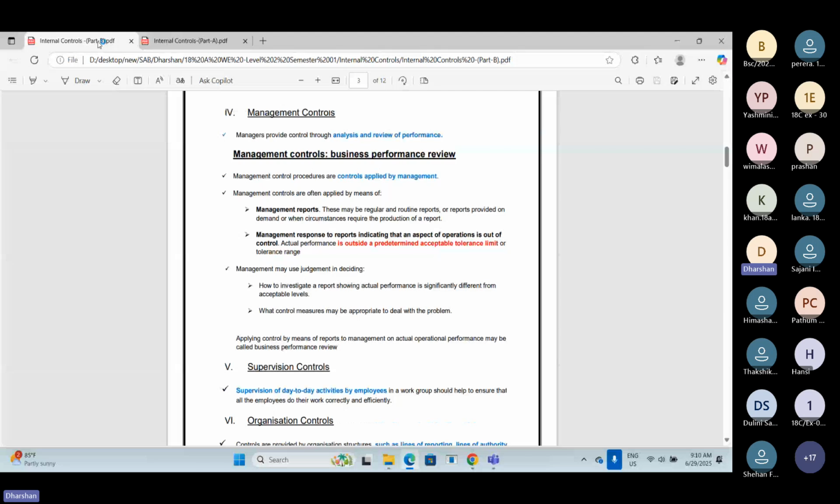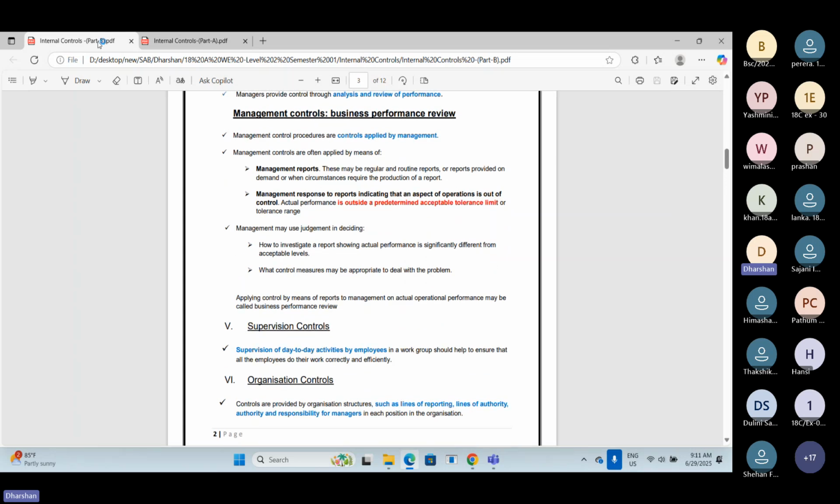Management controls are basically business performance review. I gave an example last class: budget and actual comparisons. Budget figures and actual figures are compared. They should compare first and find the reasons if there is a negative impact, and they have to make strategies to overcome those negative deviations. This is called business performance review. This is a summary of this theory.